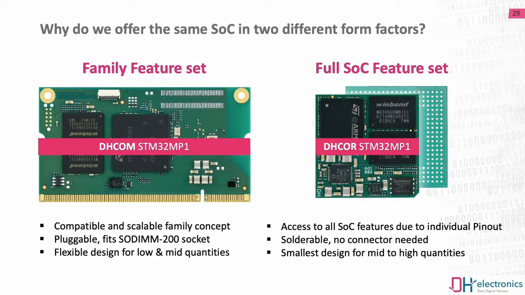So, on the left hand side, you get the family concept, while on the right hand side, you get the maximum feature set available by the SoC. Also, when it comes to the manufacturing, you have to note that the DHCOM needs to be populated by hand, while the DH core on the other side comes on a tape and reel, and therefore it can be placed onto the carrier board automatically by our standard pick and place machine.